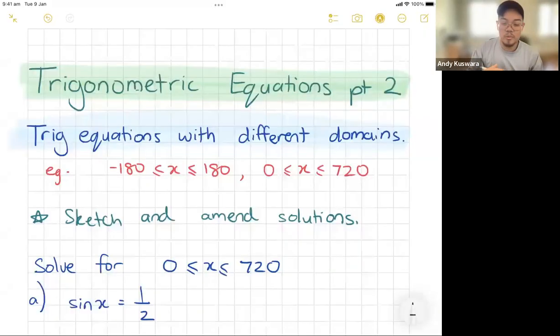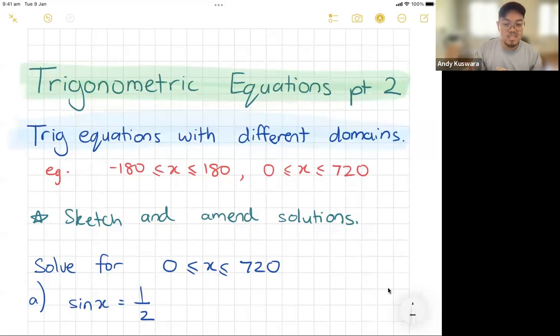Okay. We're going to do trig equations part 2. This is where we start applying more complex reasoning to your trig equations, which are already somewhat complex. So we're going to take a look at different types of equations. The first type of equation you'll see is if we've got different domains.